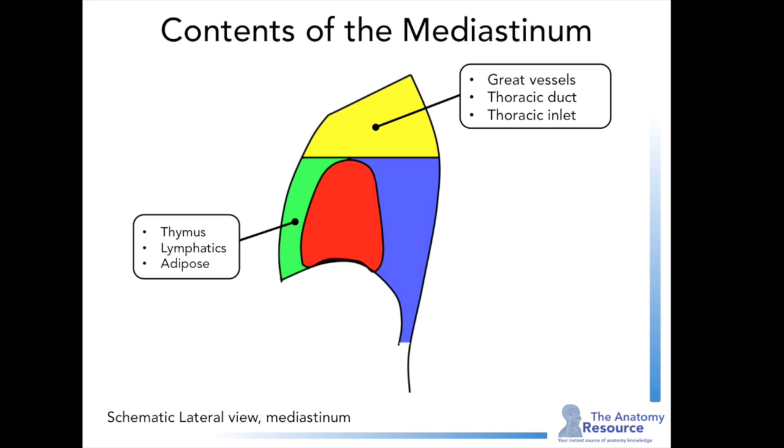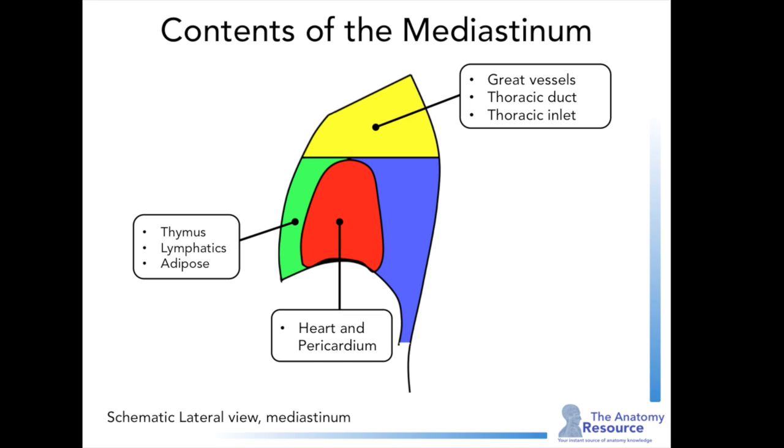Then we have the anterior portion. Now I've put here thymus, lymphatics and adipose. The thymus is an immunological organ. It's a primary immunological organ that's mainly found in young children. The thymus is important for T-cell maturation. It can be present in abnormalities as well. And the anterior mediastinum is relatively unremarkable.